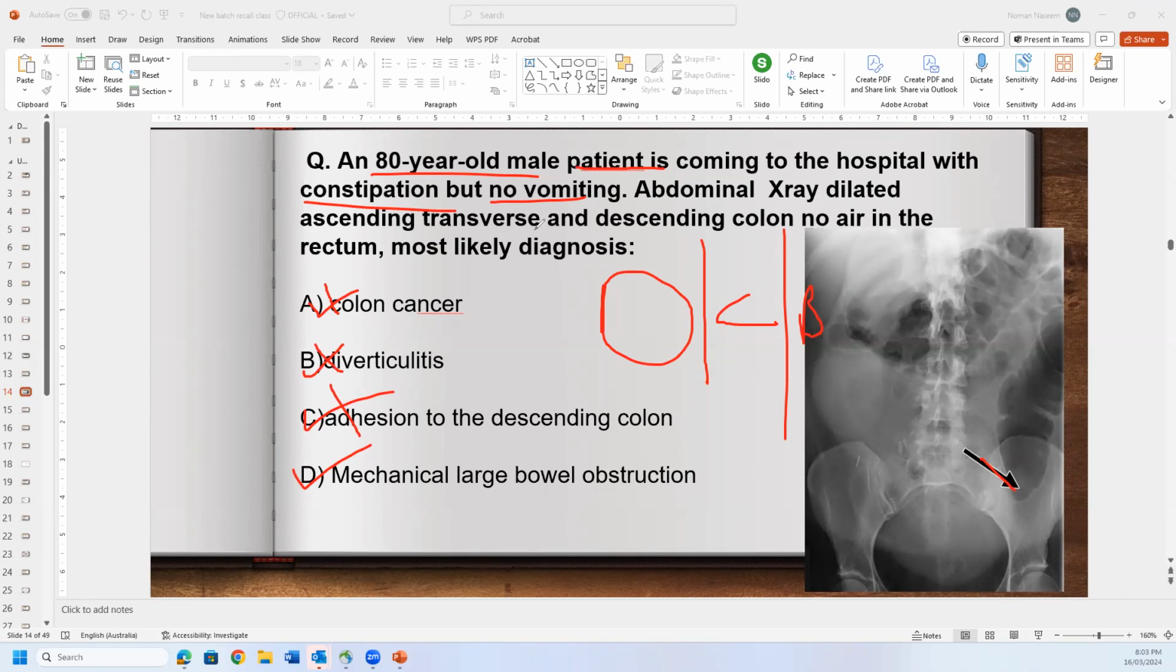So the best answer is mechanical large bowel obstruction. We can see that there is something obstructing the passage of the gas from the descending colon onwards. So we know something mechanical is obstructing that area. It can be a mass, it can be adhesion. So it's a broader term we will use here, mechanical large bowel obstruction. Is it clear, guys?